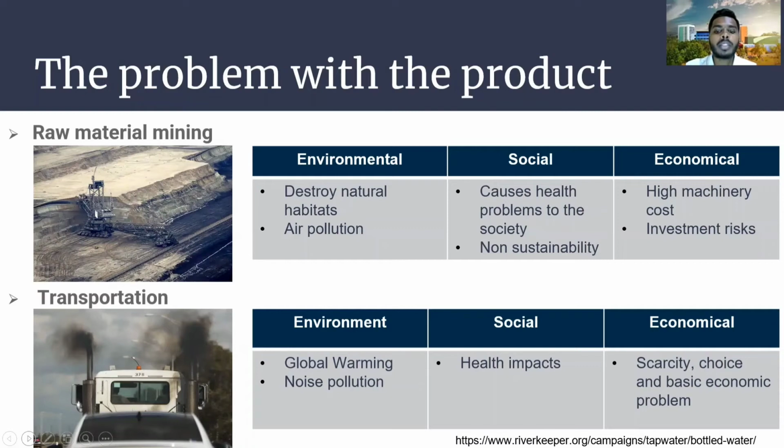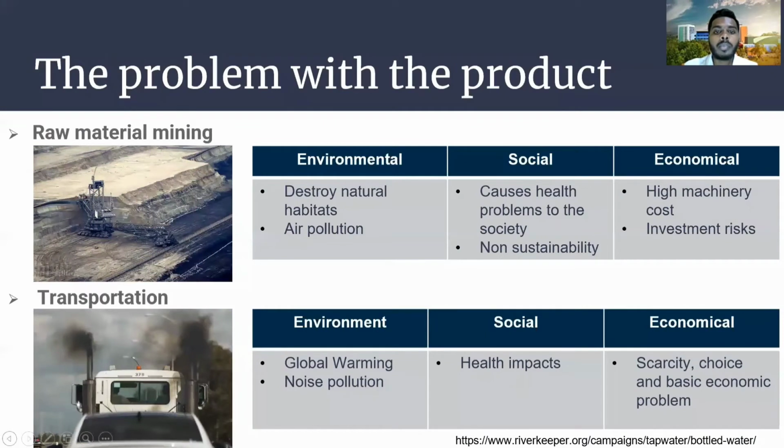Environmental problem is destroying natural habitats and air pollution. And social problem is it causes health problems to the society and non-sustainability. And economical problem is high machinery cost and investment risk. And I move to the second stage, transportation.